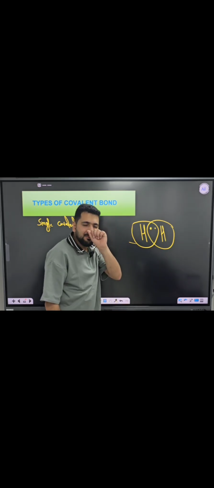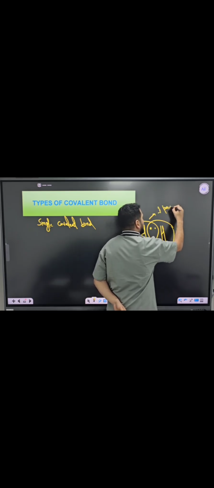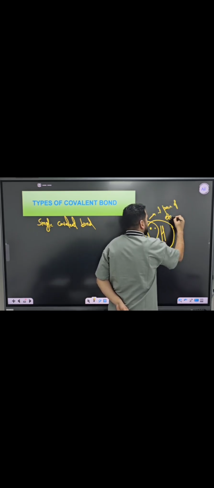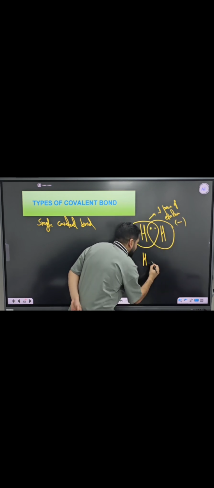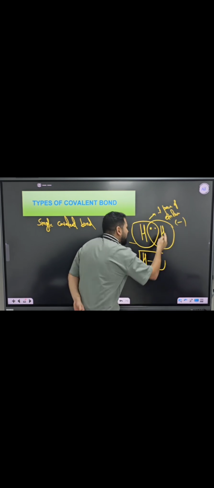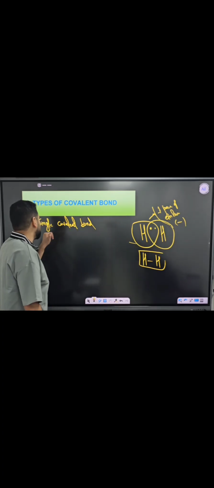Now can you answer one simple question? How many pairs of electrons are they sharing? You will say, sir, they are sharing 1 pair of electrons, which is represented by a single line. So I can say hydrogen single bond hydrogen. Whenever there is sharing of 1 pair of electrons, that bond we call a single covalent bond.